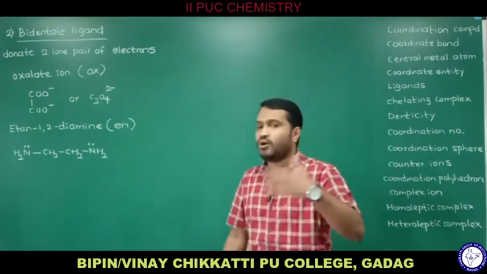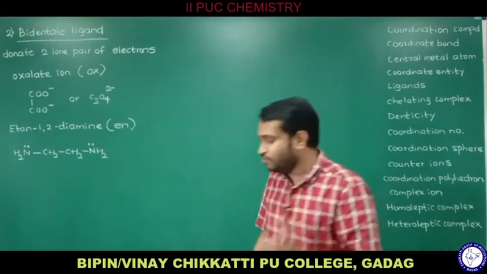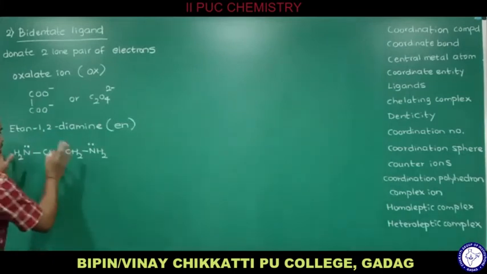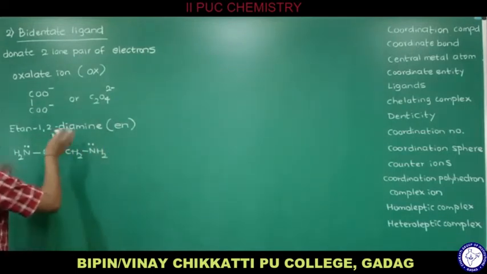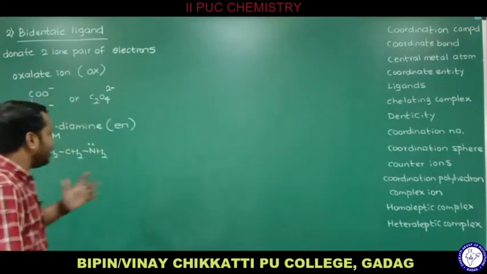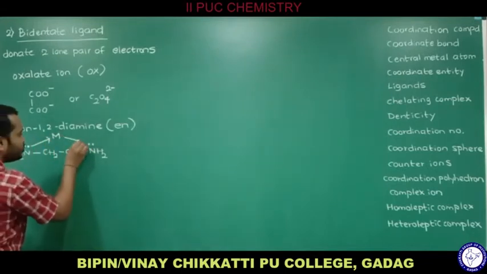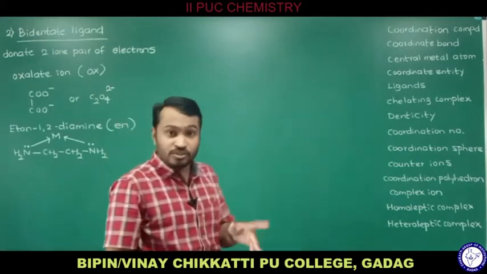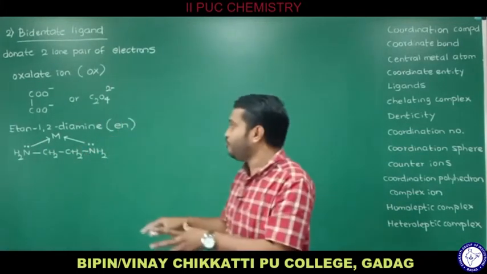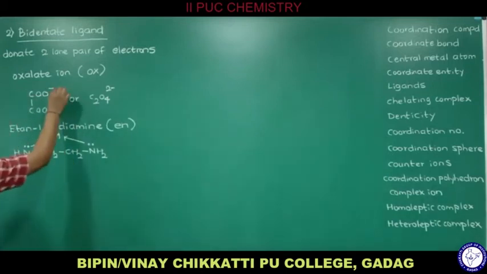So remember that OX, oxalate ion, and EN, ethane 1,2-diamine, these two belong to bidentate ligand because they are going to donate two lone pair of electrons. So how are they going to donate? Consider this EN as a ligand, which is a bidentate ligand, and let us assume we have a metal. In general, I write it as metal, which may be any transition element. So what happens? The lone pair of electrons on this nitrogen is donated to this metal, and this lone pair is donated to the metal, and a coordinate bond is formed, and a complex or coordination compound is formed. This is how we have donation of two lone pair of electrons to the central metal atom. Therefore these two belong to bidentate ligand.